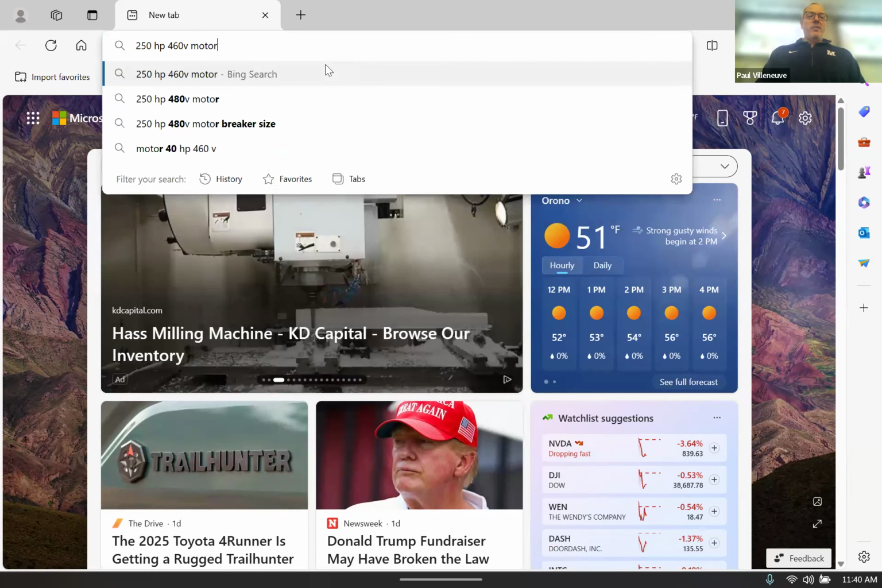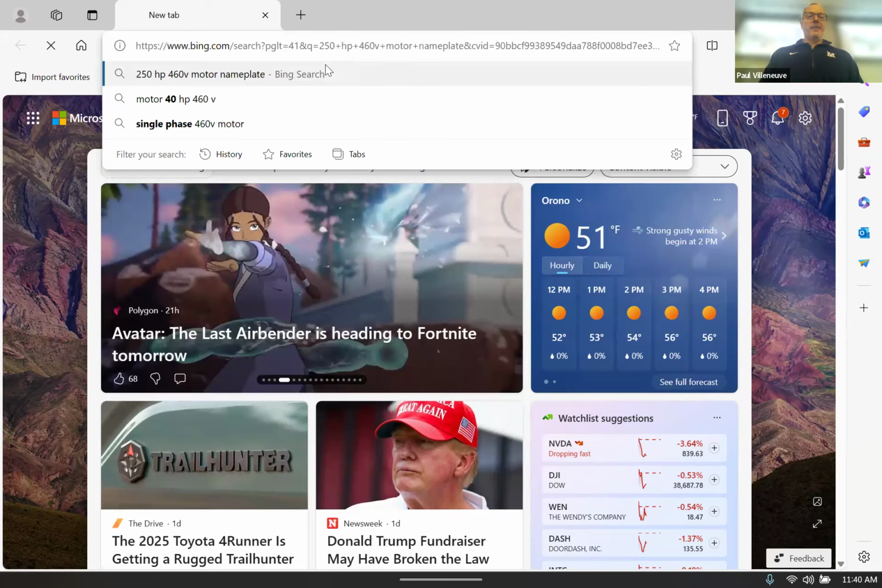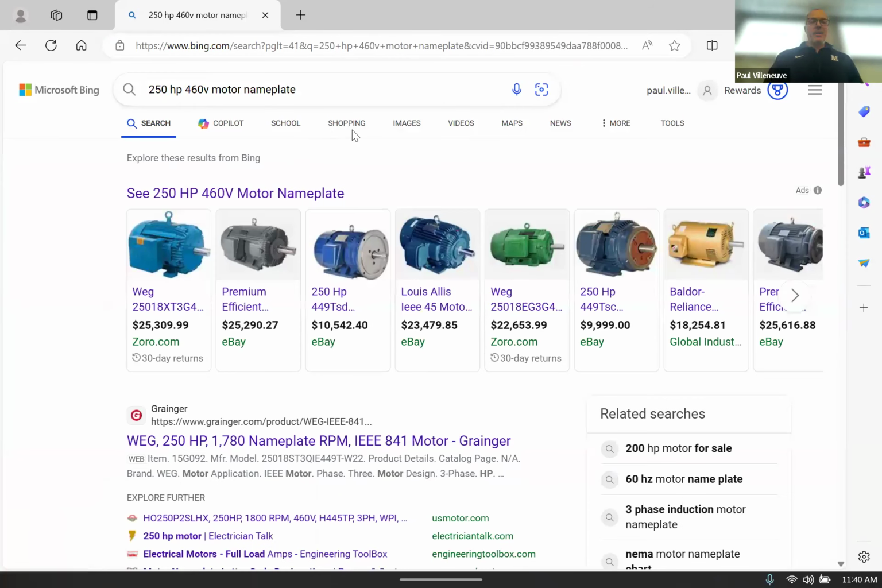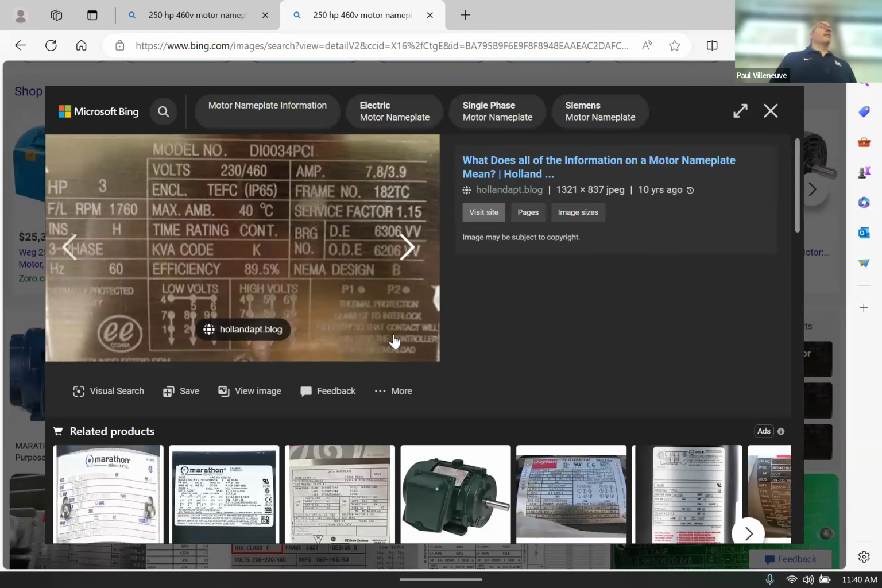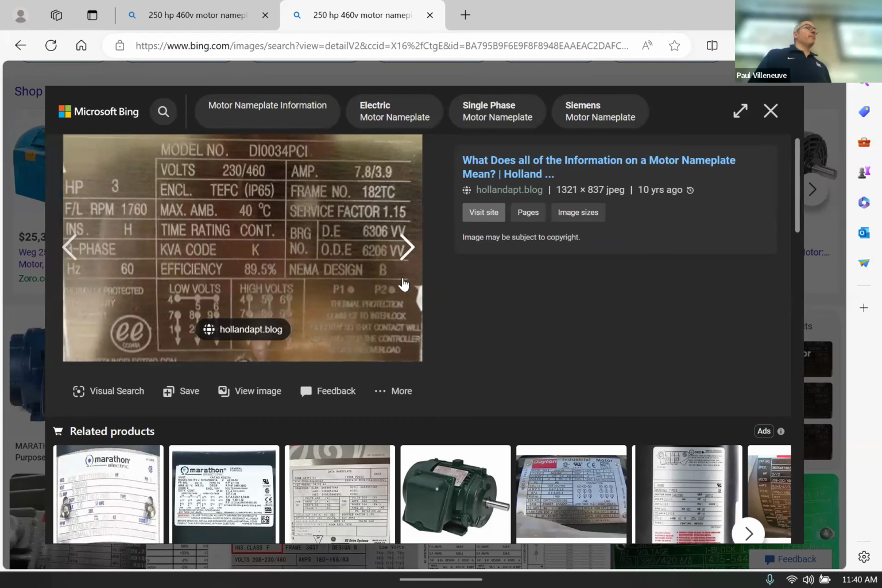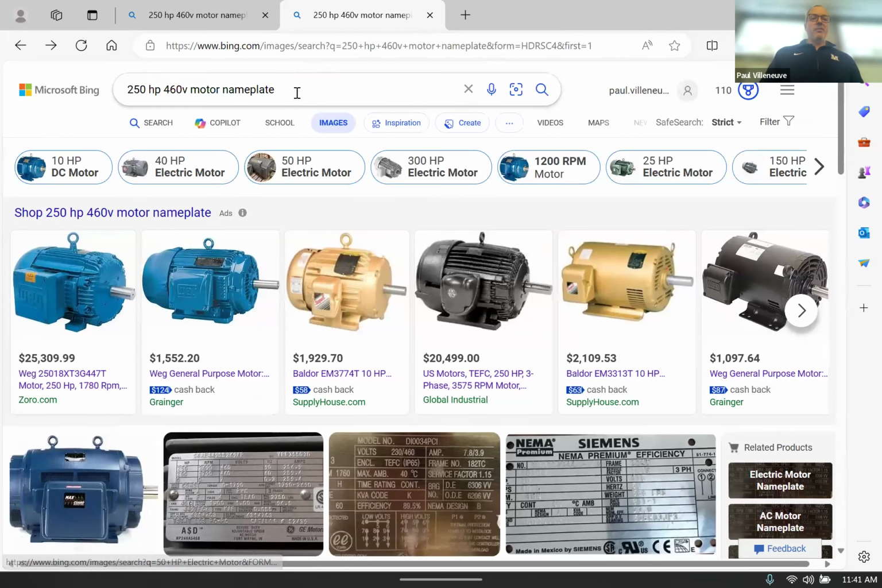460 volt motor nameplate. Let's see if it'll tell us some information about it. This one looks pretty clear. Remember I said most of the standards are NEMA Design B? Let's see what it says right there, NEMA Design B. That's the standard. There's some other information on here that we'll learn about later on, but a NEMA Design B is the most common that you will see by far. If you want a non-NEMA Design B, you're going to have to order it special.